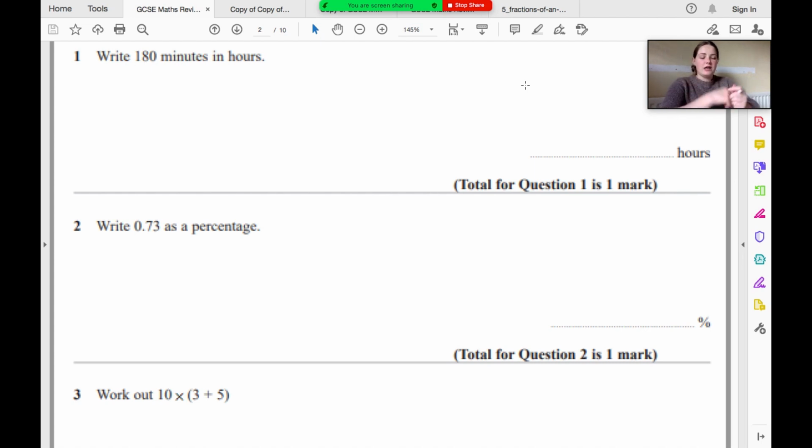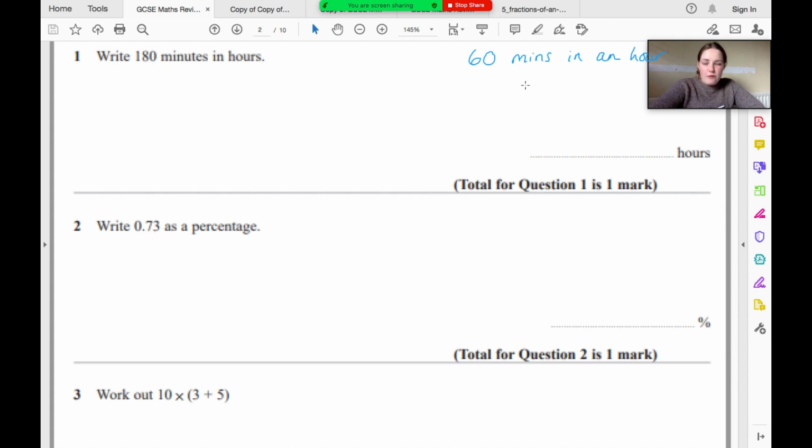Okay, hopefully you've done that. Now, for question 1 on this page, write 180 minutes in hours. Now, you really must remember that there are 60 minutes in an hour. Again, I'm sure you already know that and you're telling me to move on. So if you think you know all of these questions and you're happy with them, move on to the next ones. There's always something to learn because I do add bits in.